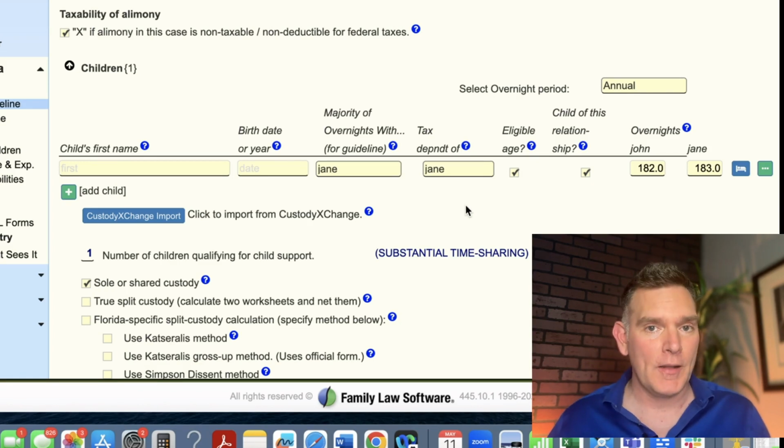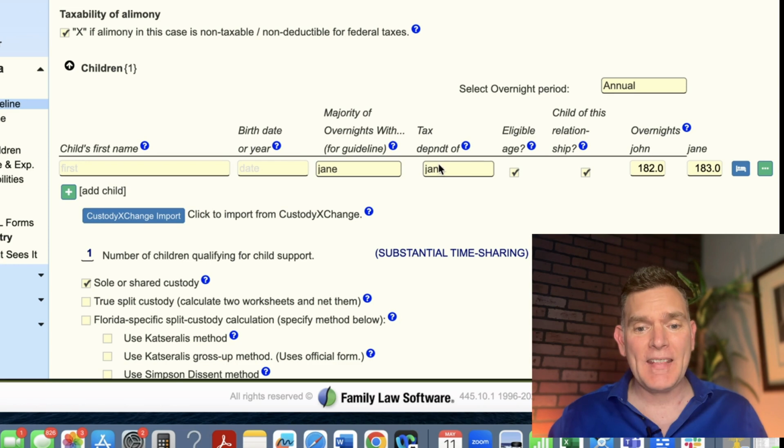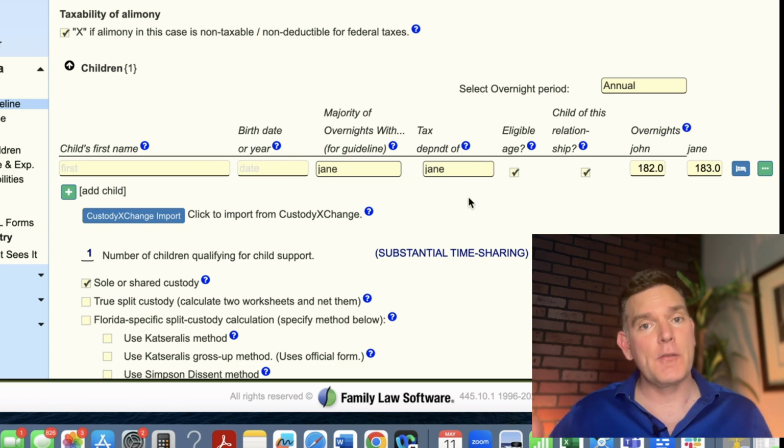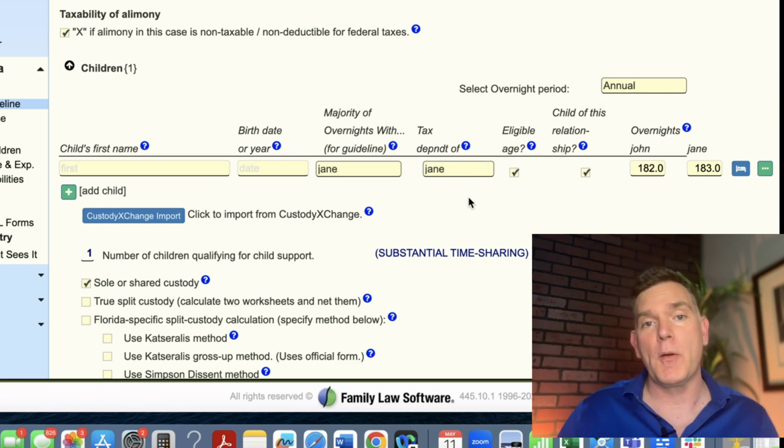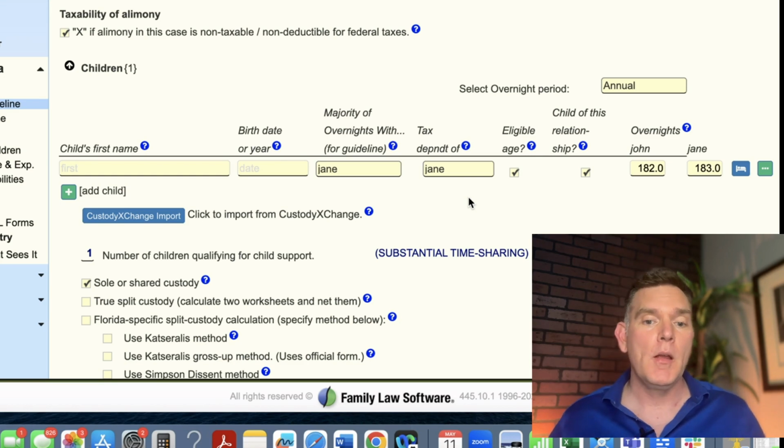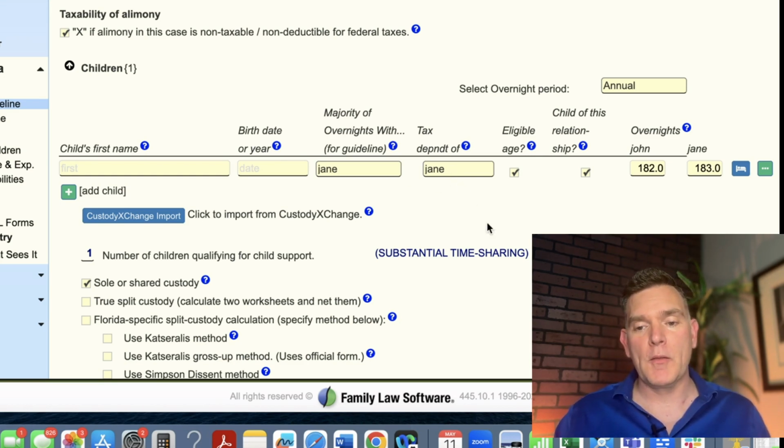They're going to add that to her income for child support calculation purposes. So if I take that away from mom and I give it to dad, dad's child support is going to go up because the software is going to assume dad's making more money every year based on that tax exemption. Okay. So right now we're assuming it's for mom.